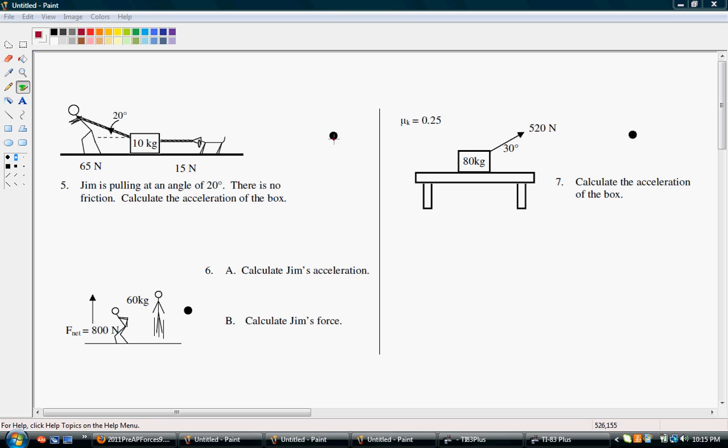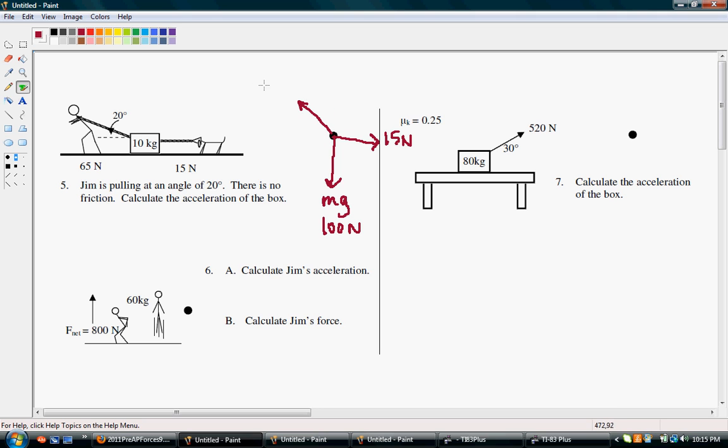Well, it's going to have a force of weight that is being applied down, which is equal to mass times gravity, which for the box will be 100 newtons, because 10 times 10 is 100. And then we have an applied force, or a tension force, to the right of 15 newtons that the dog Ben is pulling on. And then we also have a force up at a 20-degree angle.